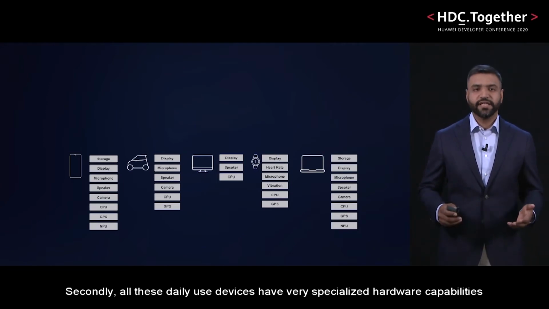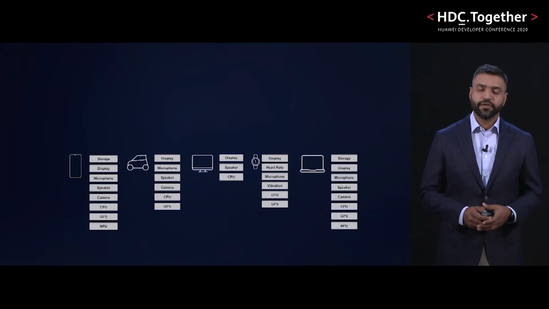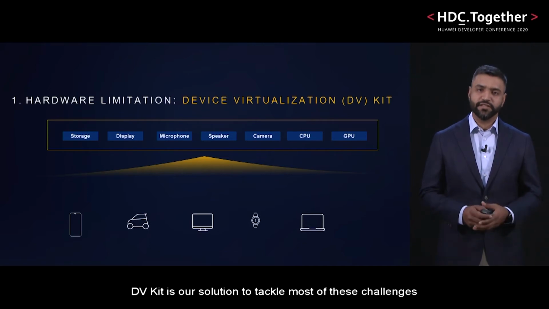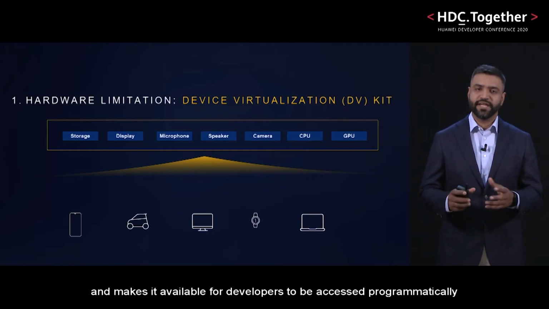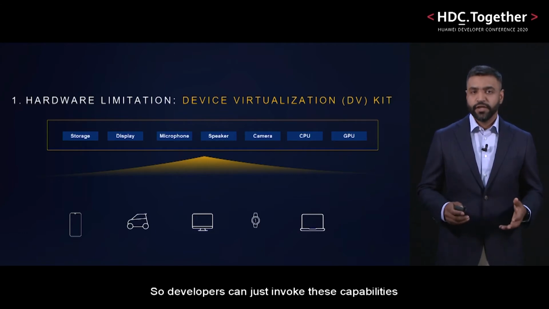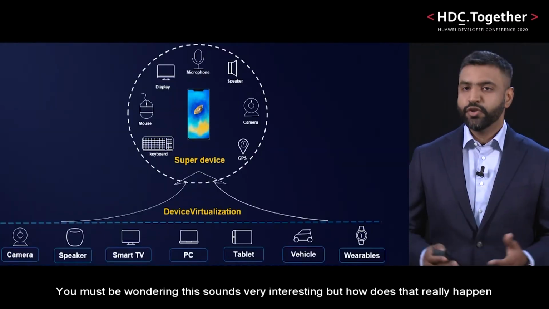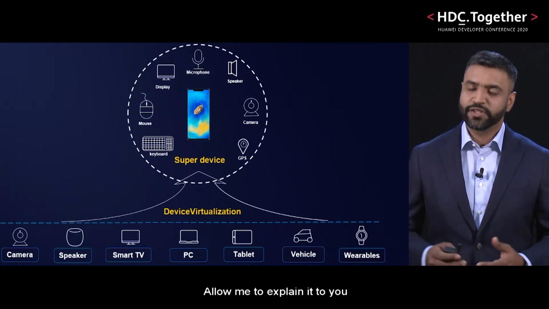Today, if you build an app for a smartphone, it runs on a smartphone and just doesn't go beyond that. Secondly, all these daily use devices have very specialized hardware capabilities, and the real challenge is to make use of these capabilities. So, from Huawei's side, DV-Kit is our solution to tackle most of these challenges. In a very intuitive way, it extracts unique hardware capabilities from smart devices and makes them available for developers to be accessed programmatically. So, developers can just invoke these capabilities without worrying about how to make integration happen at hardware level. You must be wondering, this sounds very interesting, but how does it really happen? Allow me to explain it to you.